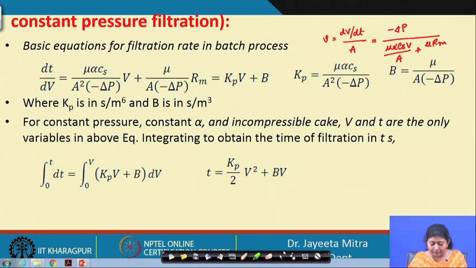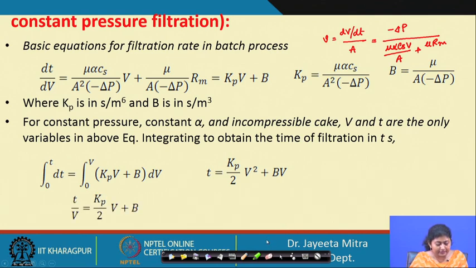Okay. Now, we can also represent this in the form of t by V equal to Kp by 2 V plus B. Why do we want to express it in this form? Because in any experiment, when we want to find out the parameters Kp and B, we have data only for different t and V, that is, different volumes of flow that have occurred at different times. So, with this kind of expression, we can very well get a linear pattern.